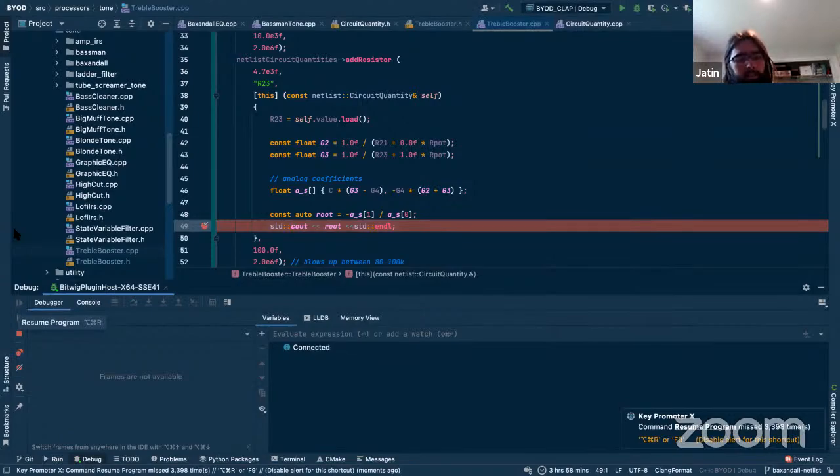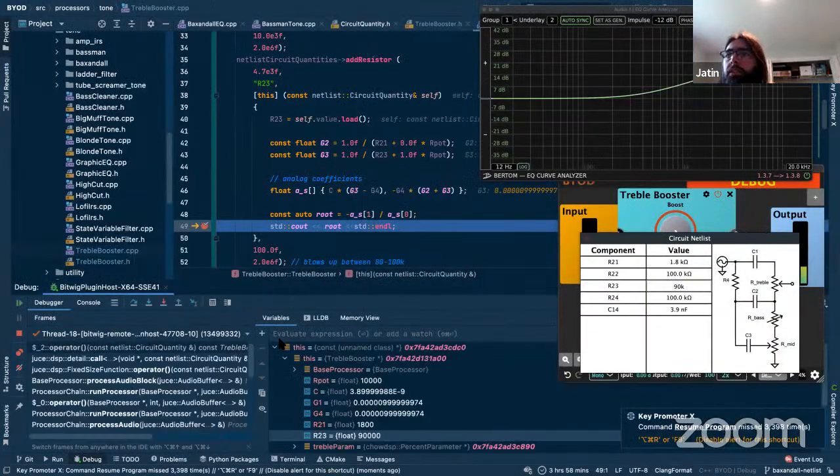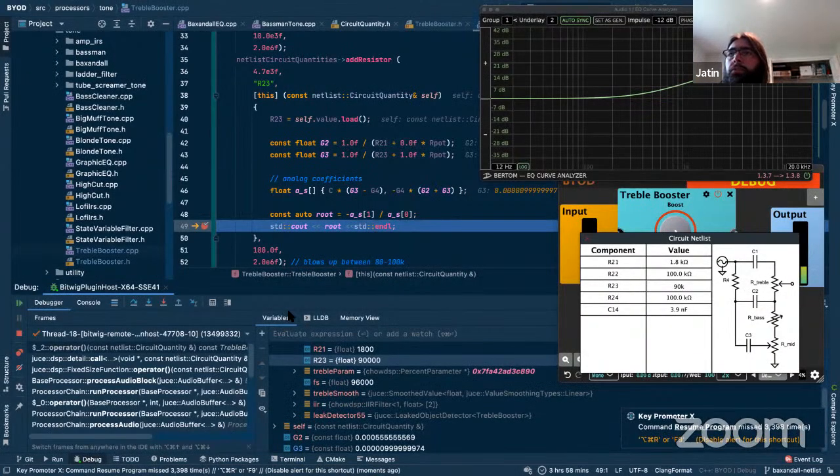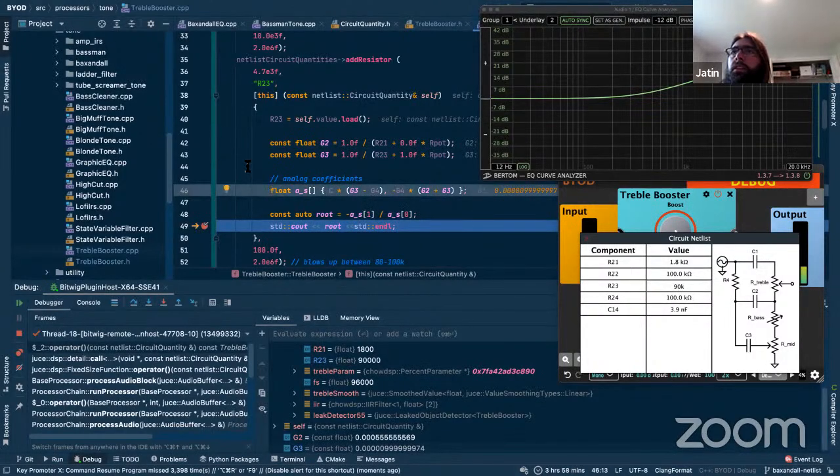All right, let's try going up to 90K, see what happens. So 90K for R23. G3 looks a little different. The A's still look more or less the same. And our root still looks the same. Interesting.